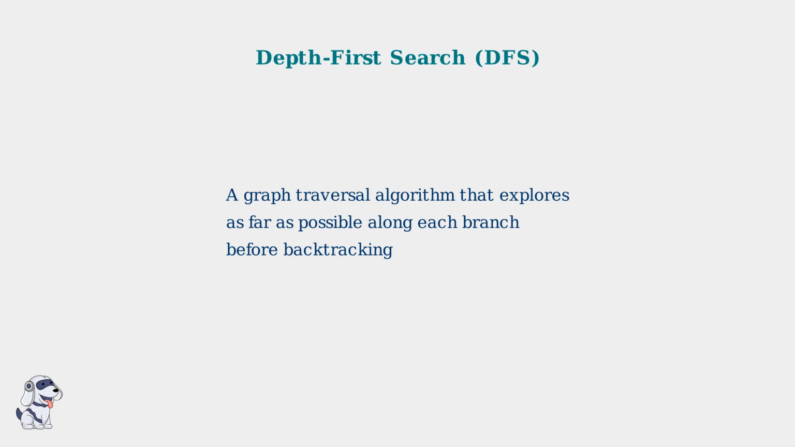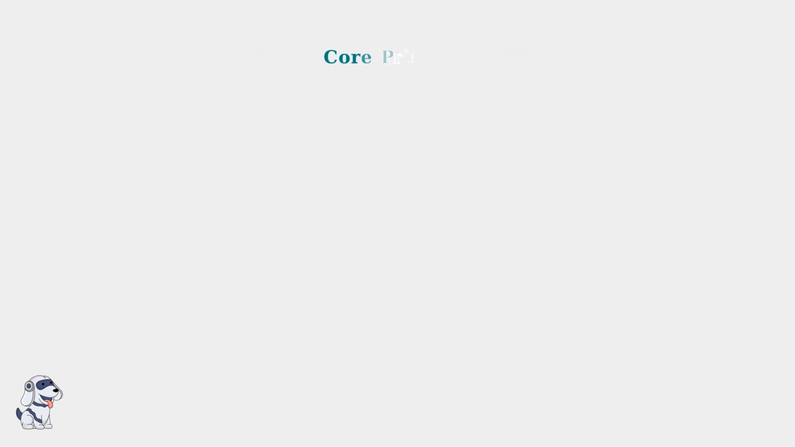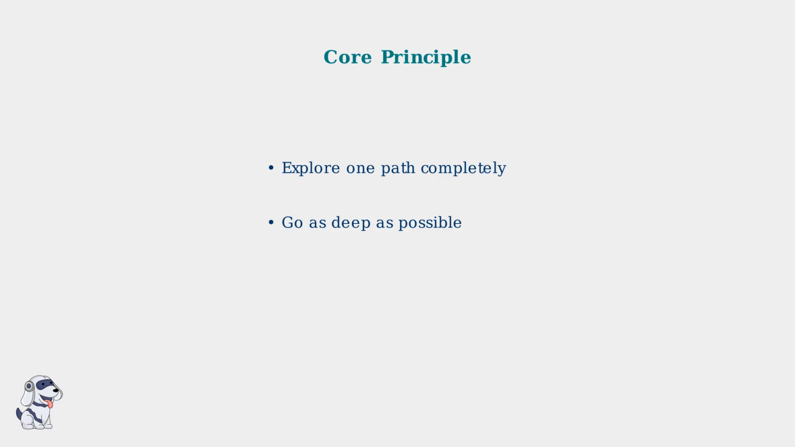Depth-first search, commonly known as DFS, is a fundamental graph traversal algorithm used in computer science and mathematics. The core principle of DFS is simple yet powerful. Unlike other traversal methods, DFS commits to exploring one path completely before considering alternatives. Think of it like exploring a maze by always taking the first available path and only turning back when you reach a dead end. Let's visualize how DFS works with a simple graph.